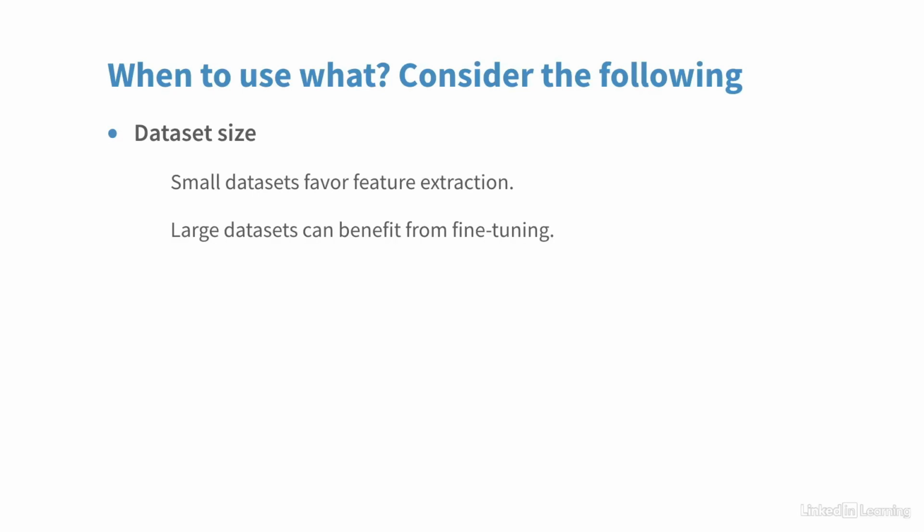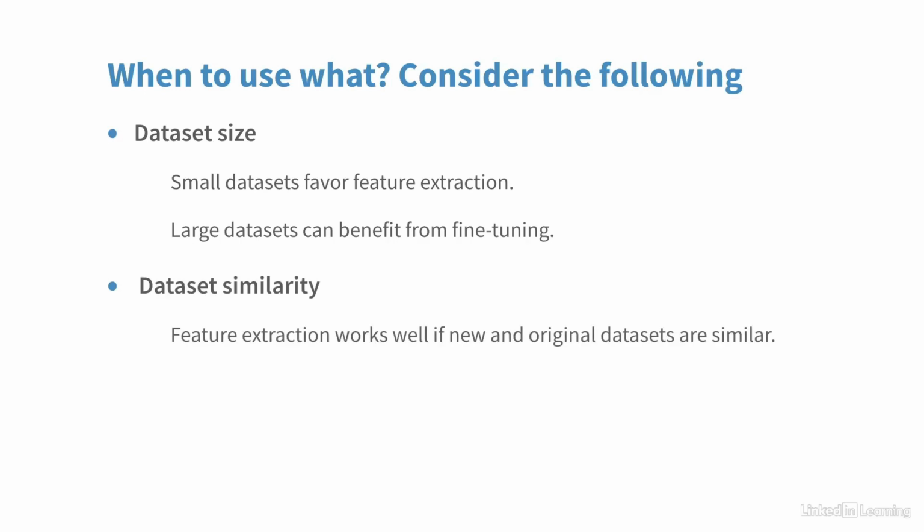The next point to consider is the similarity of the new dataset to the original pre-training dataset. If the new dataset is similar to the pre-training dataset, feature extraction might suffice, as the pre-trained model has already learned useful features for your task. If the domains are different, then you might want to consider fine-tuning. This allows the model to adjust its learned features for the new task.